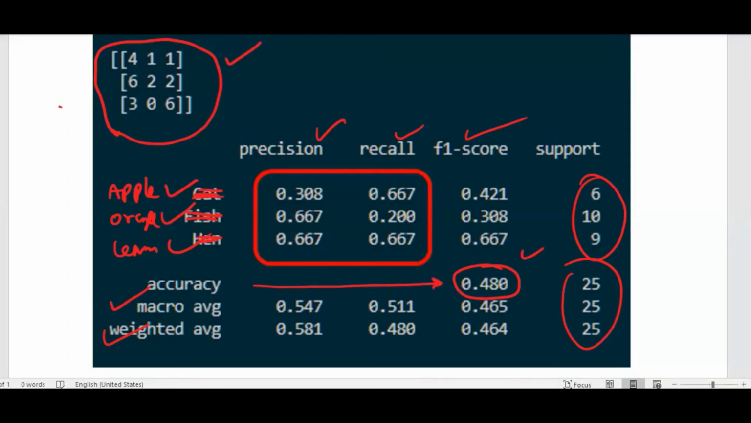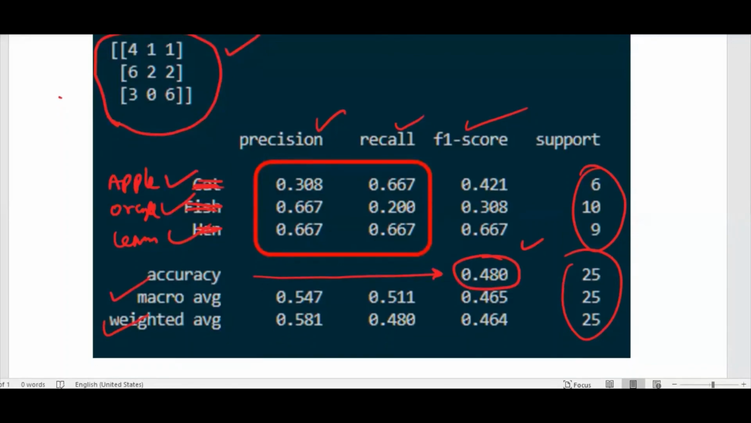I can show you why 0.48, because it was not able to predict properly. I must have told you 48% only. And macro and weighted is what we have done just now. And this is the 3x3 precision, recall, F1 score. These things you will get. And this way you can store.